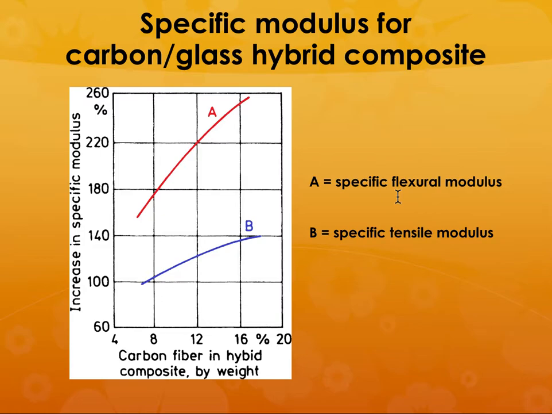So if you want to tailor the flexure modulus and the tensile modulus, depending upon the amount of carbon fiber in your hybrid composite by weight, those properties will change. So you can see that from 8% to 16%, there is a 40% jump in your tensile modulus. But by going from 8% to 20%, there is almost a doubling of the flexural modulus. Why? Because carbon fibers are better in flexure than in tension.